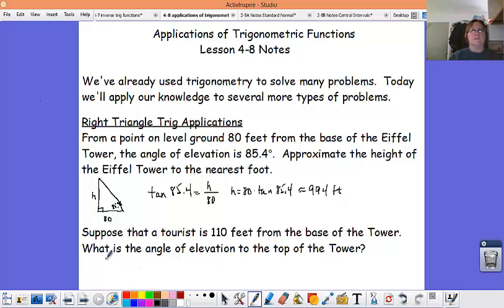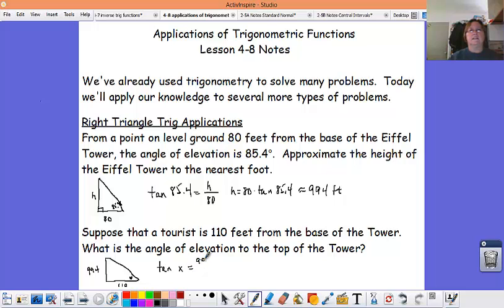Suppose a tourist is 110 feet from the base of the tower. So now our situation has changed, but the one thing that hasn't changed is the height of the tower. It is still 994 feet. A tourist is 110 feet away, and the question is about finding the angle of elevation. That's that angle to the top of the tower.